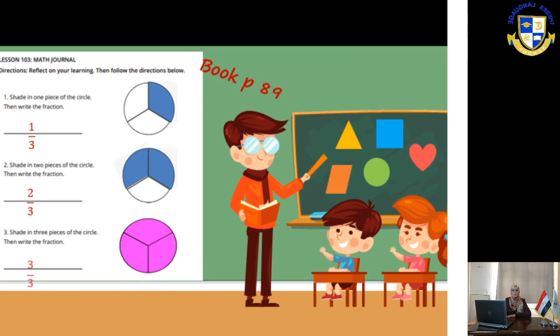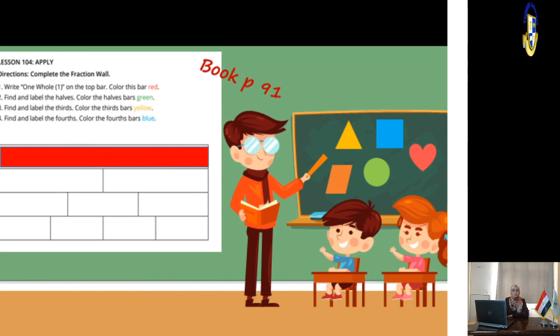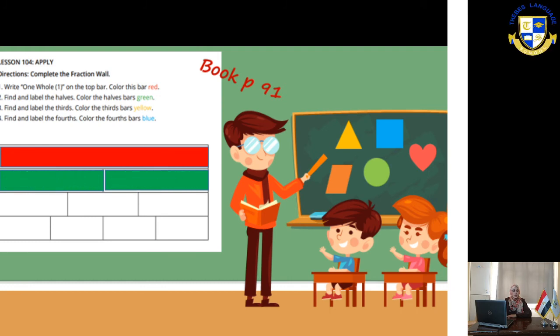That's right. In the next page, book page 91, write one whole on the top of the bar. Color the bar red. So the red part is called one whole because the whole rectangle is colored. Number 2, find the label in halves. Color the halves green. You have 2 halves, 1 and 1. You just have to color them green.